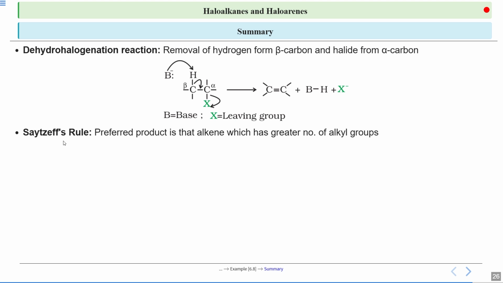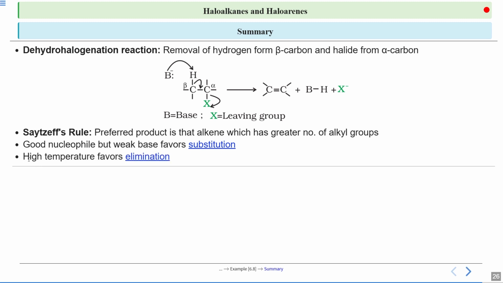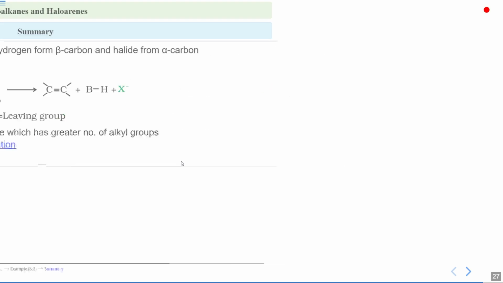Then we have talked about the Saytzeff rule, which says that the preferred product is that alkene which has the greater number of alkyl groups, the greater number of substituents. Good nucleophile but weak base. If in the reaction there is a good nucleophile but the base is weak, it will favor a substitution reaction, and high temperature will favor the elimination reaction.